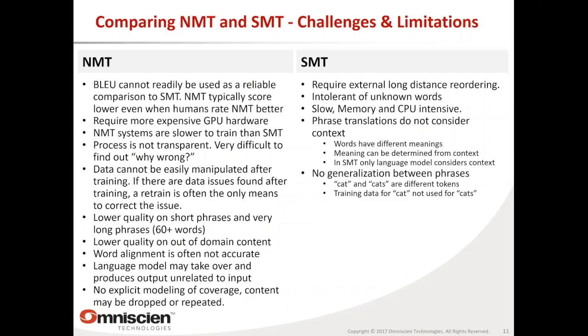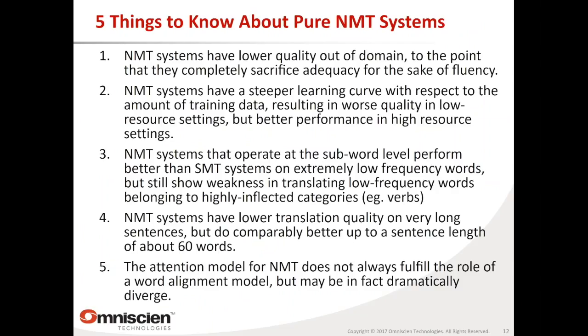There's no explicit modeling of coverage or content, so sometimes you get repeat words or content will just simply be dropped, and there's no real way to control that in most cases. Now, with SMT, long-distance reordering is a real challenge. It's very intolerant of unknown words, it's slower, memory-intensive, and CPU-intensive. Phrase translations don't consider context, so if you've got different words with different meanings, then phrase-based can have a challenge understanding that, whereas NMT has a much better control of that.